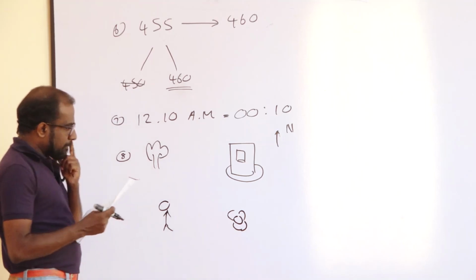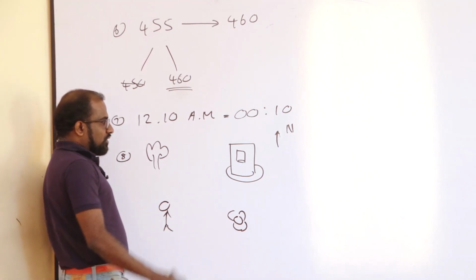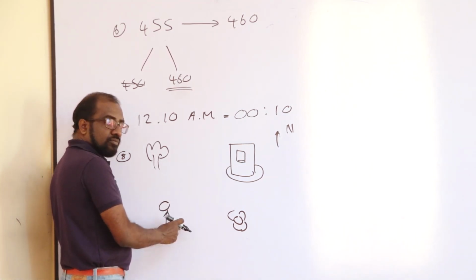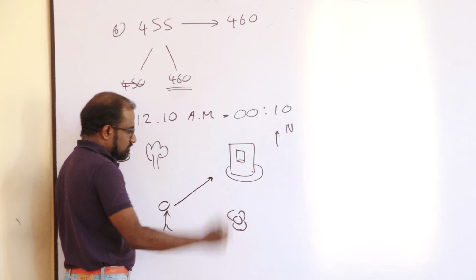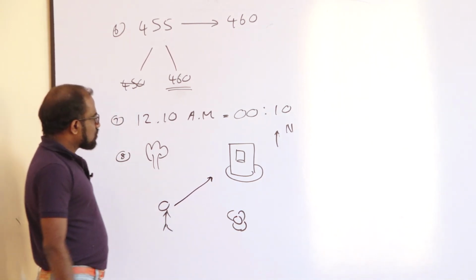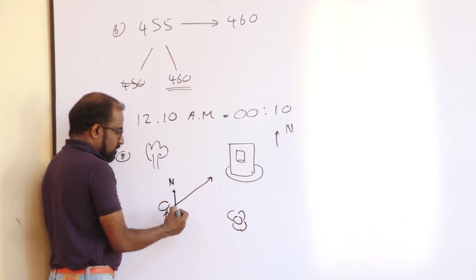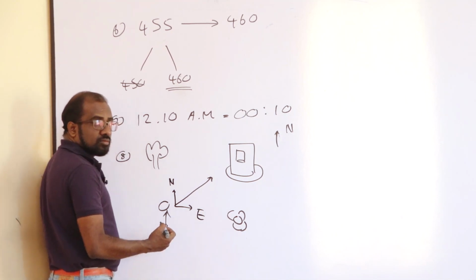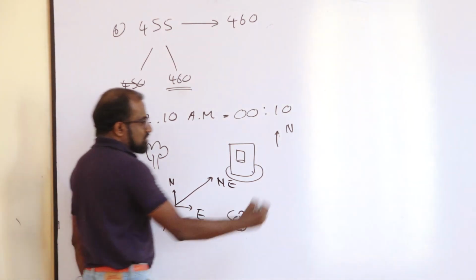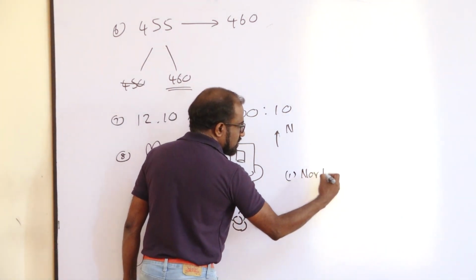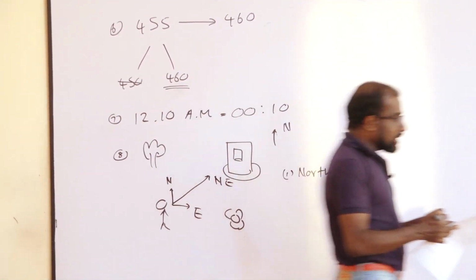Right, so what are the questions? In which direction is the well situated from the child? So first of all, we'll draw the directions. So this is north. Then this direction is east. Between north and east, you name it as northeast, right? So the answer to the first question should be northeast. The well is located in the northeast of the child.